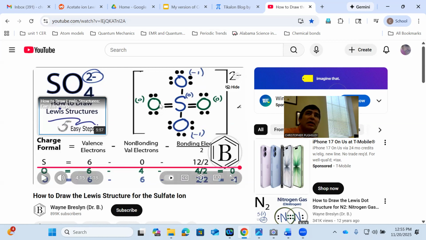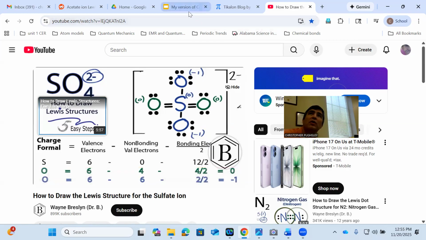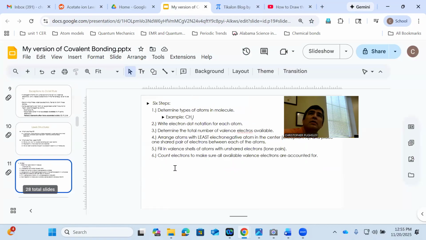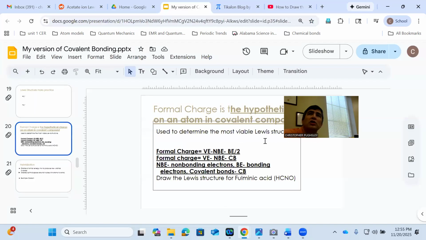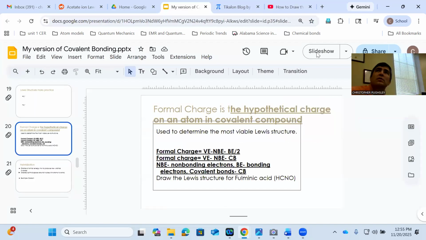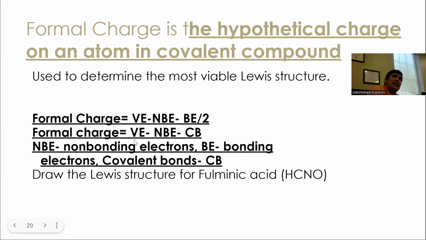So going back over here, we've done that. Oh yes, I wanted to show you something on the notes. Formal charge, here it is. Formal charge, again, at the top, is a hypothetical charge on an atom in a covalent compound. That's what it is. That stuff is underlined and bolded. That's what you need to write down. I do check these notes later. This is on the new notes that I just gave you. All right, so formal charge.